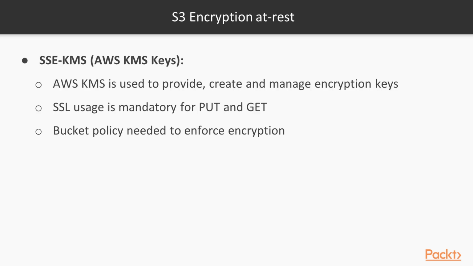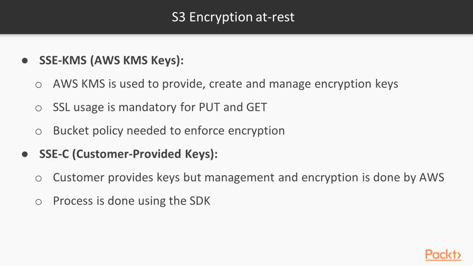Another option is SSE-KMS, when we use AWS KMS to create and manage our encryption keys. Of course, as in SSE-S3, SSL usage is mandatory. If you don't use SSL when using the API, we are going to get an error. So you have to use SSL for put and get methods. And in the same way as the other server-side encryption option, you need a policy in your bucket to enforce encryption.